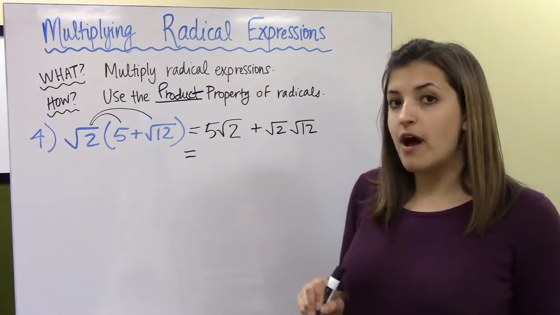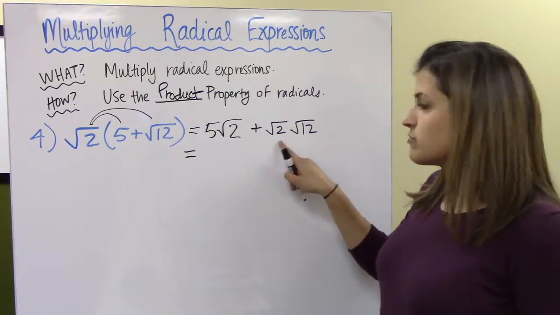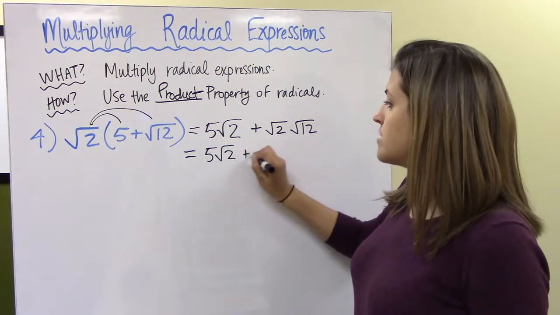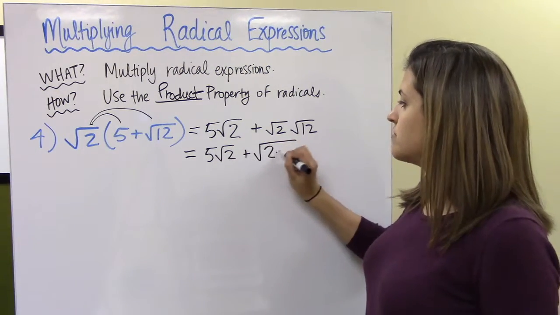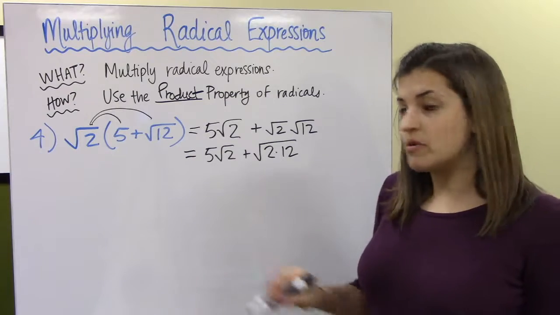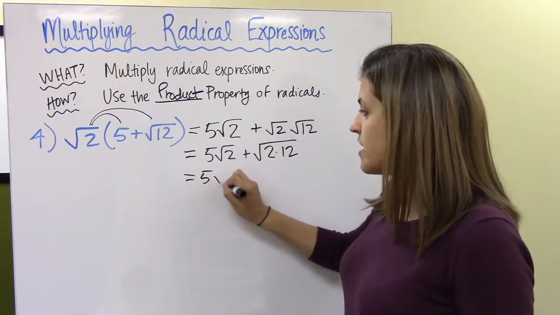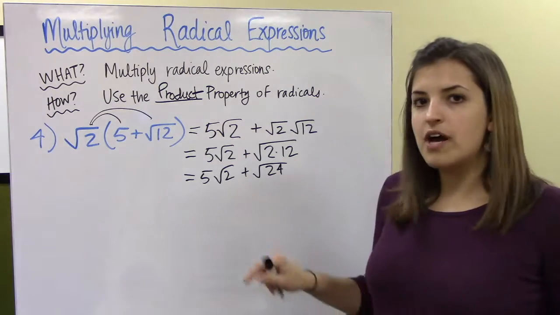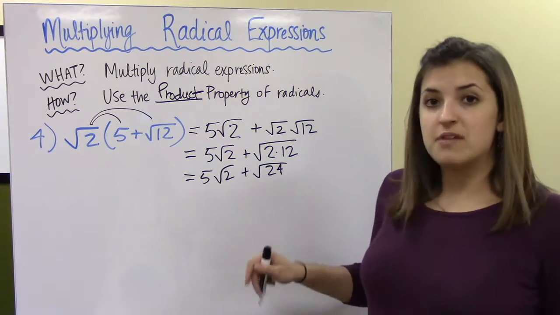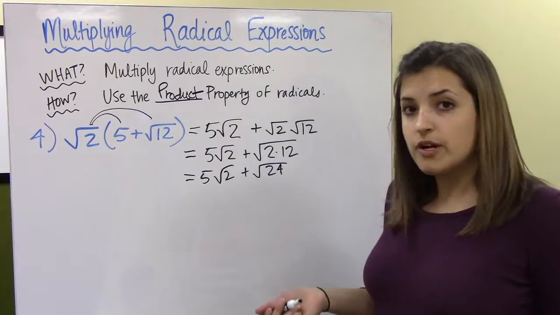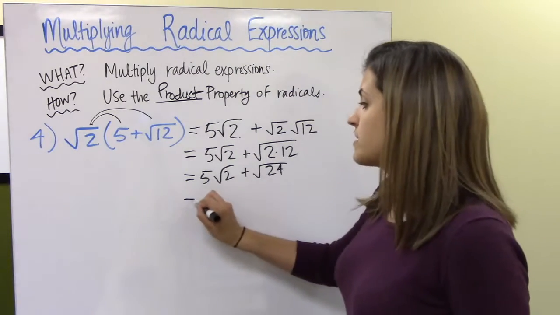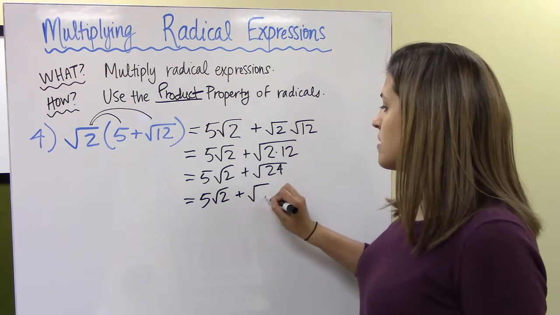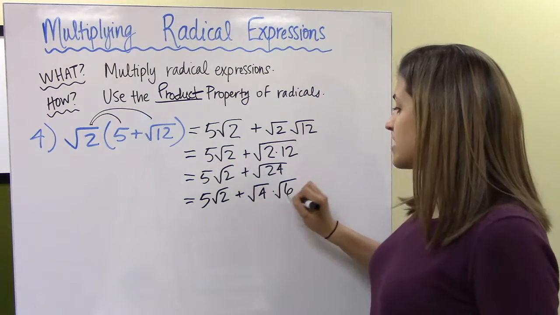Now, with using my product property, I can rewrite this guy over here on the right. So I'm going to get 5 square root 2 plus 1 big square root of 2 times 12. 2 times 12 is 24, so I can rewrite this again, 5 square root 2 plus the square root of 24. And now we kind of want to break this up into something with a perfect square. So 24 is 4 times 6. So I can write 5 square root 2 plus the square root of 4 times the square root of 6.